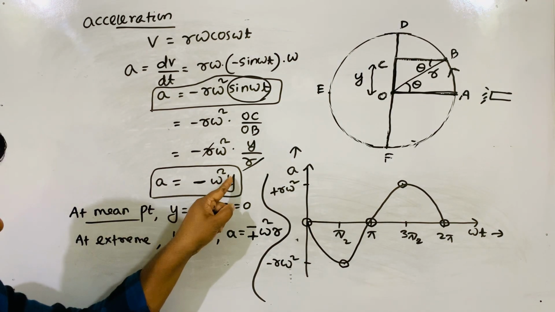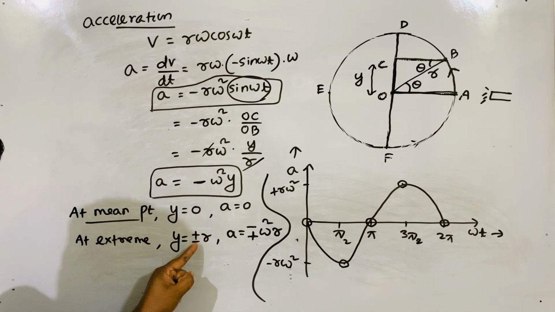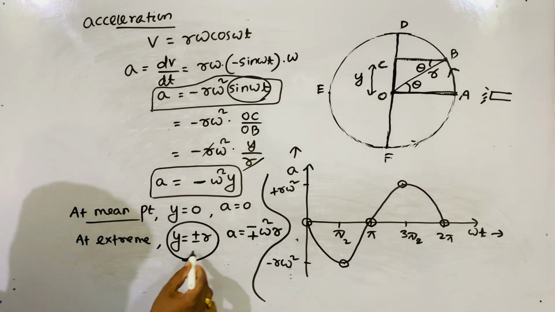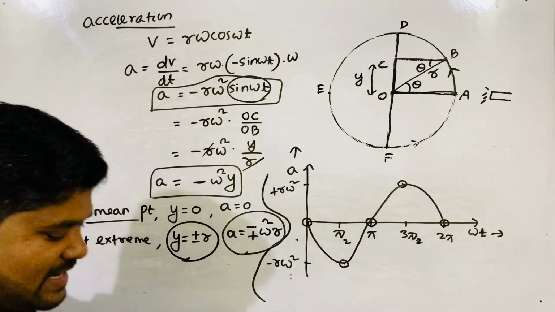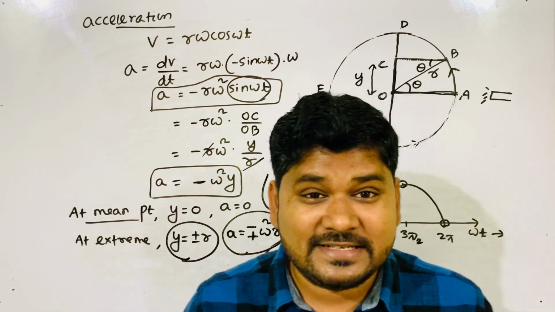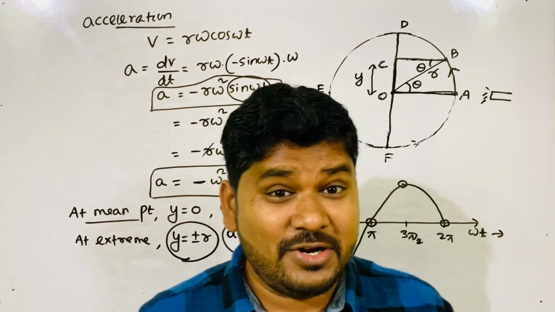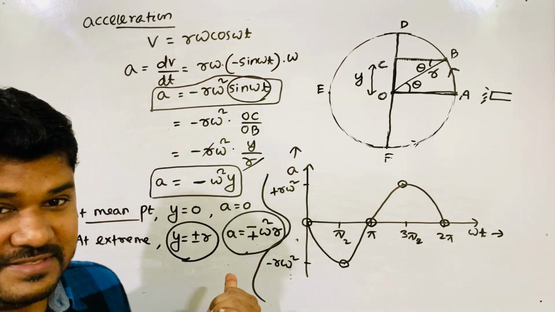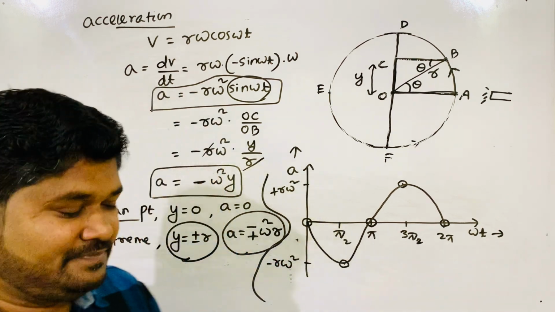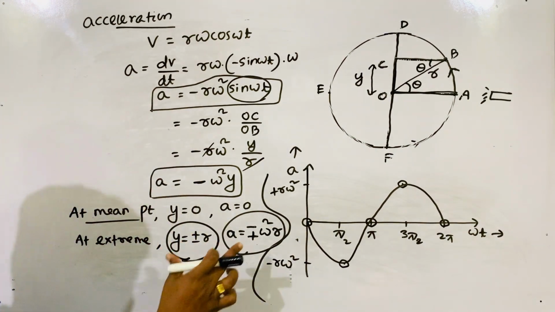When it is plus r, it is minus. But when it is minus r, it is plus, because minus minus becomes plus. So when y is plus or minus r, acceleration is minus or plus omega square r. Why is this happening? Because acceleration and displacement are in opposite direction. From the starting I told you acceleration is directly proportional to minus y. That's why this happens.